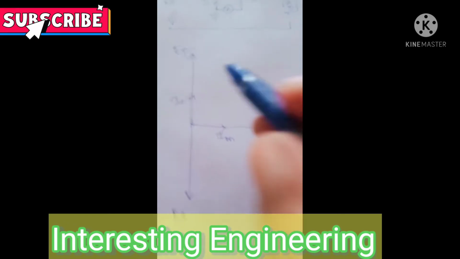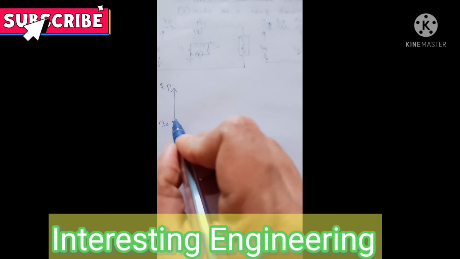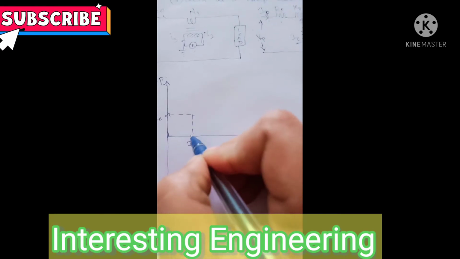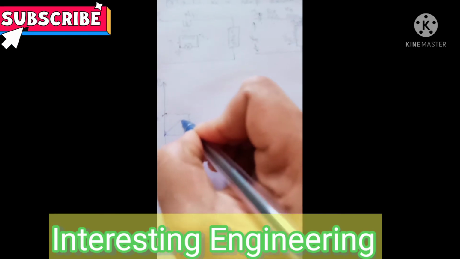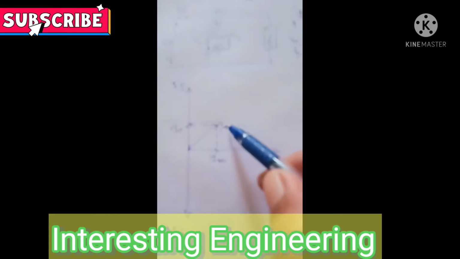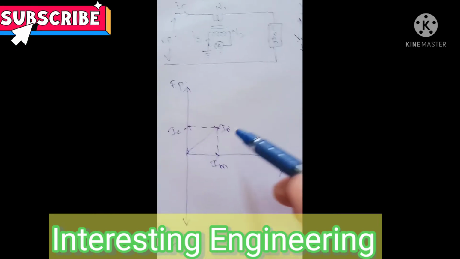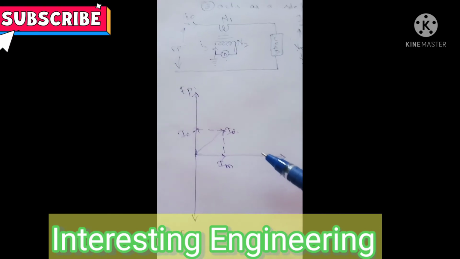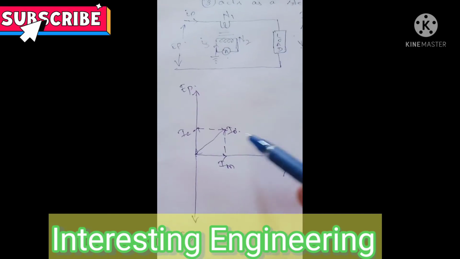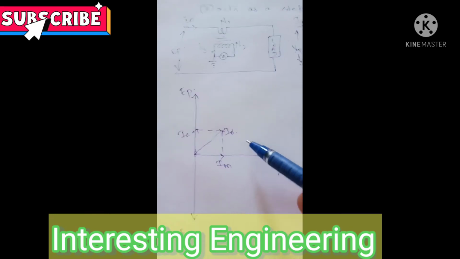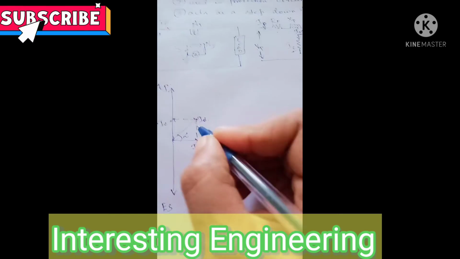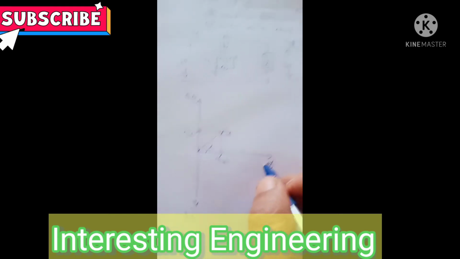The net component of IC and IM will be I0. This is the no load current. Due to this IC and IM, we have I0, and this I0 makes an angle of alpha with the phi axis.